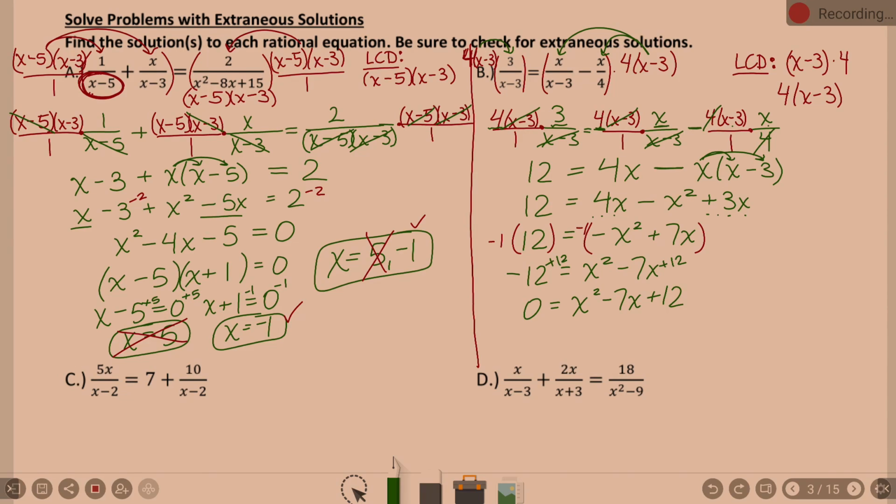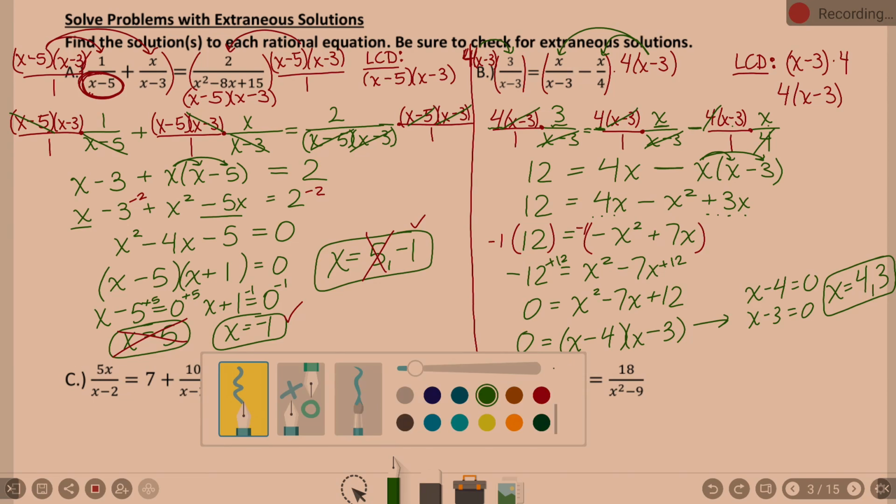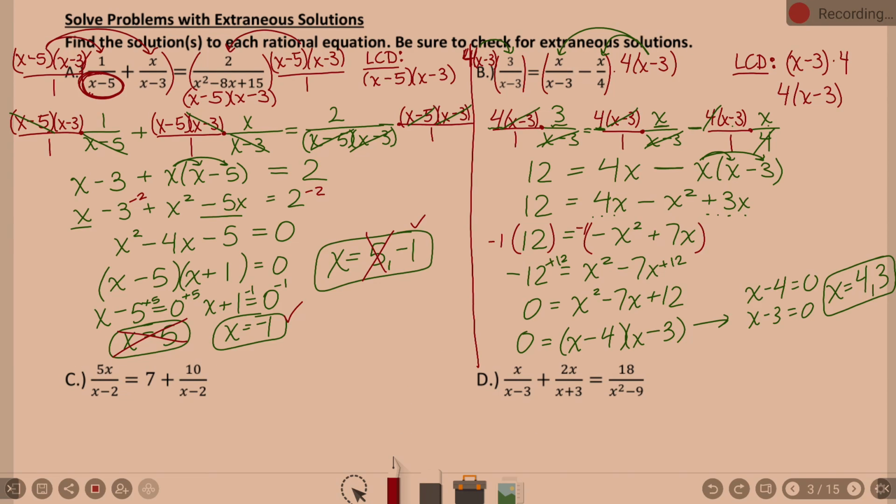Does it factor? Of course. X squared is x and x. Multiplying to be 12 is going to be 4 and 3. Adding to be negative 7. They are both negative. Set x minus 4 equal to 0. X minus 3 equal to 0. What solutions do I get? Positive 4 and 3. Are they both good solutions? What's not good? 3. X minus 3 says 3 is no good. Is 4 good? Yes. 4 is good.